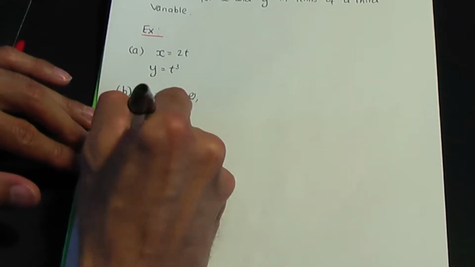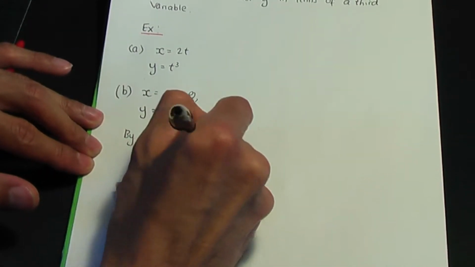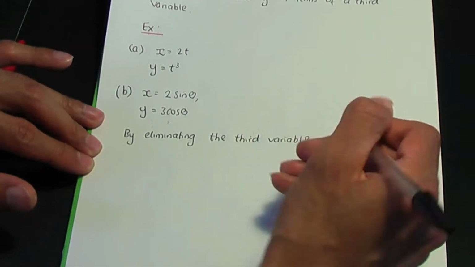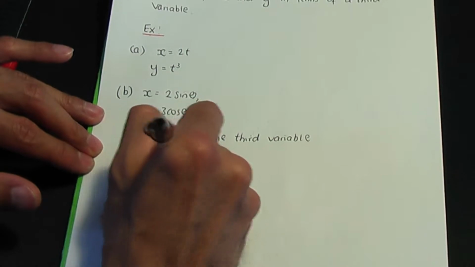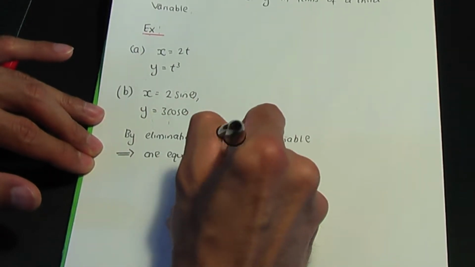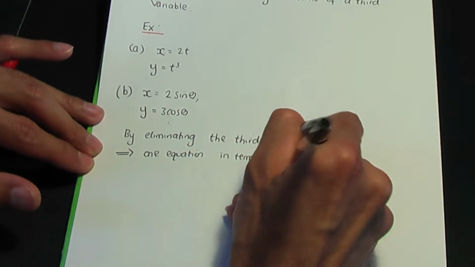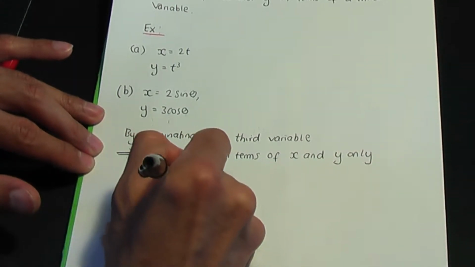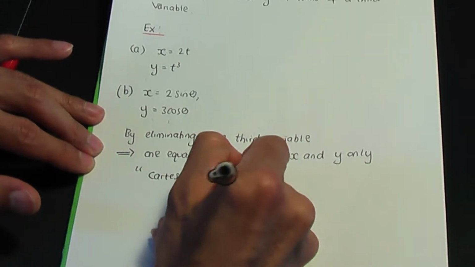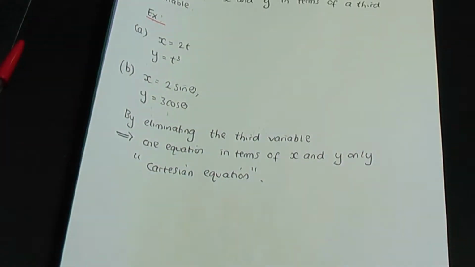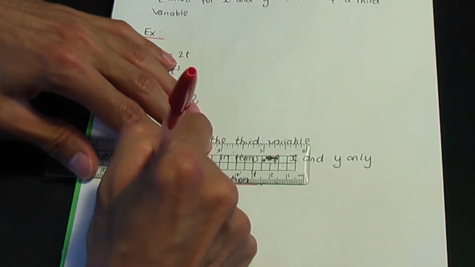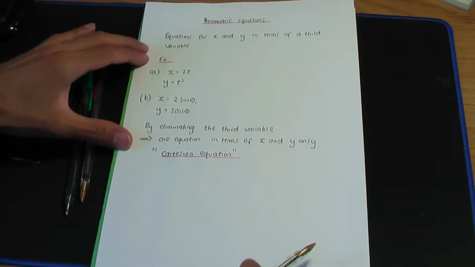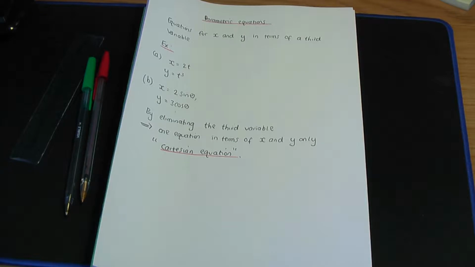So what I'm trying to say is, by eliminating the third variable, okay, we have one equation in terms of x and y only, and that equation is called the Cartesian equation. Okay, so if you get rid of the third variable, you have one equation in terms of x and y known as the Cartesian equation. So let me show you how to get the Cartesian equation from the parametric equations.